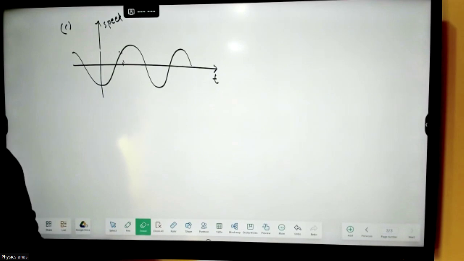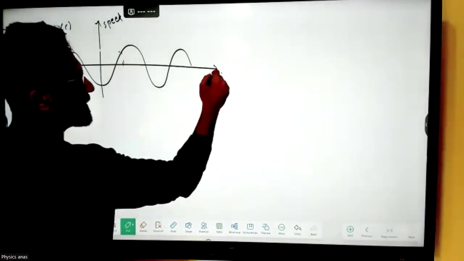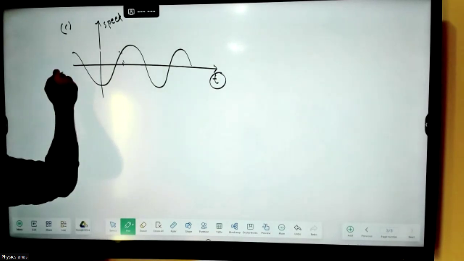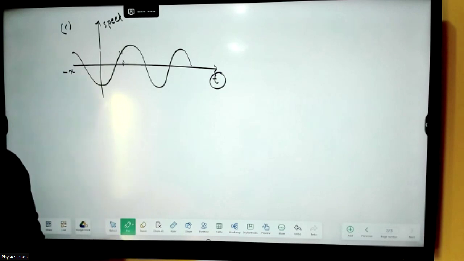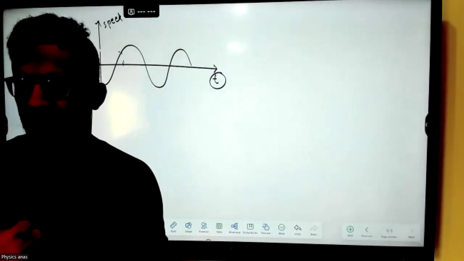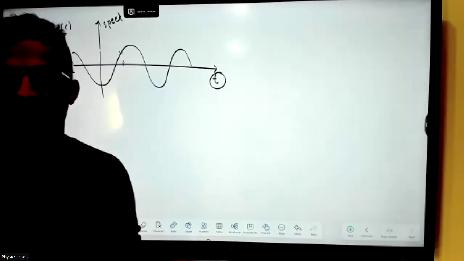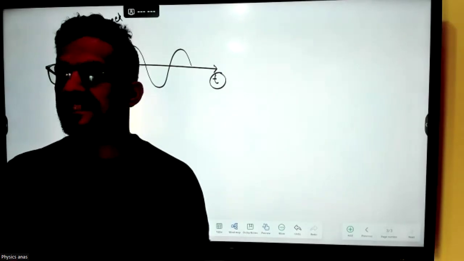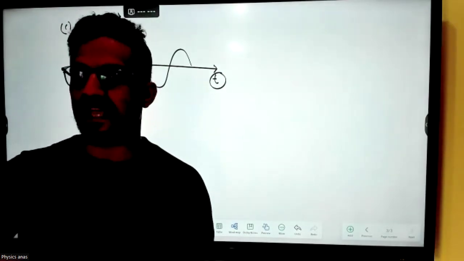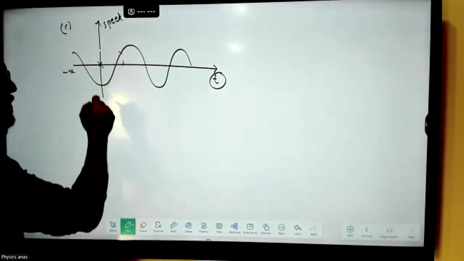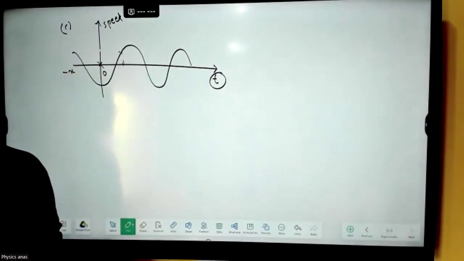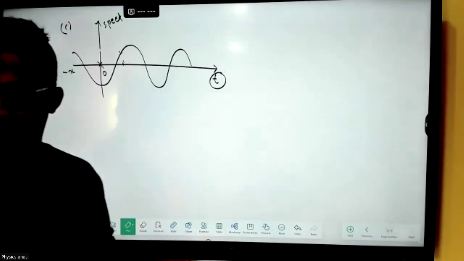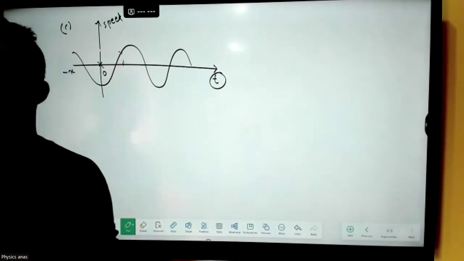Time? No, time is never negative because time is on the x-axis. Time negative means what? Time negative means the particle has already started the journey. Time zero means we have just started observing it. Before that, it was moving.